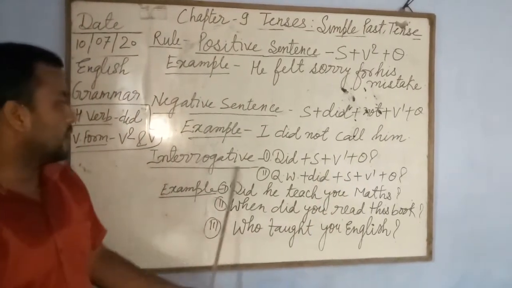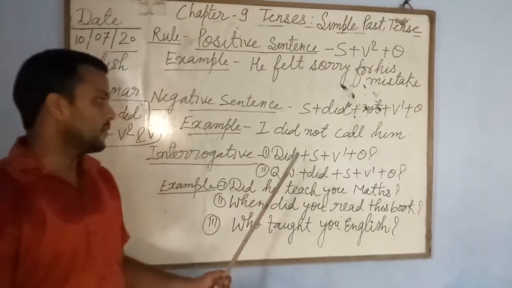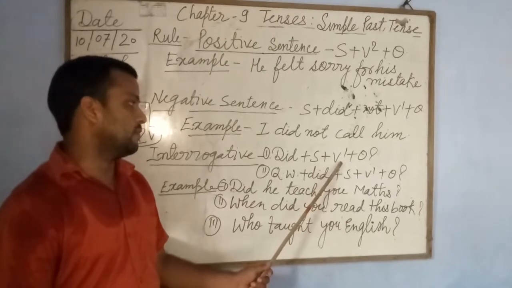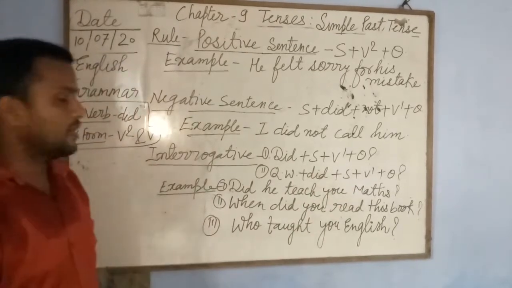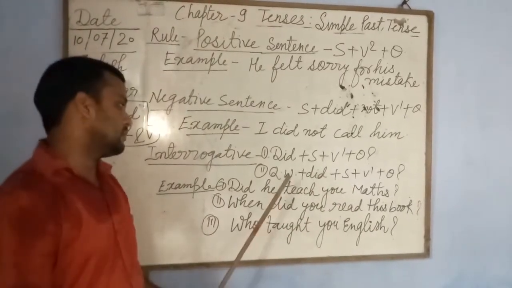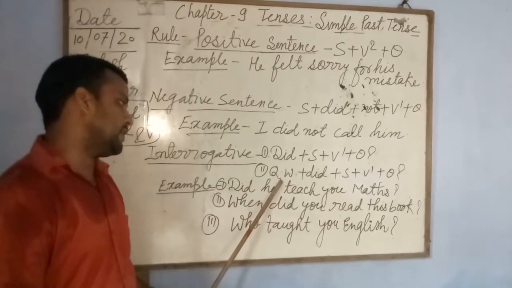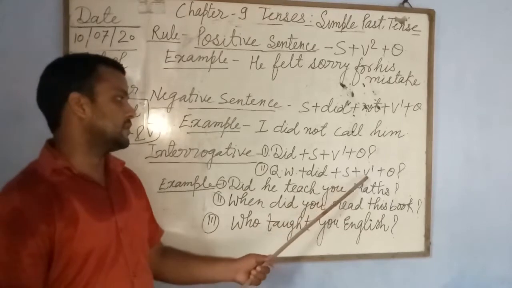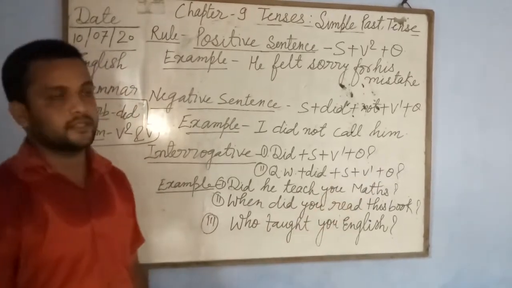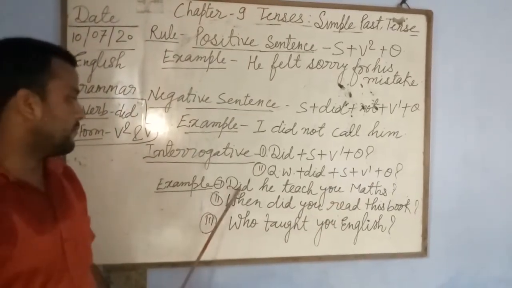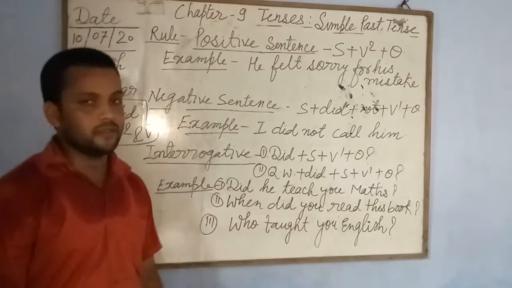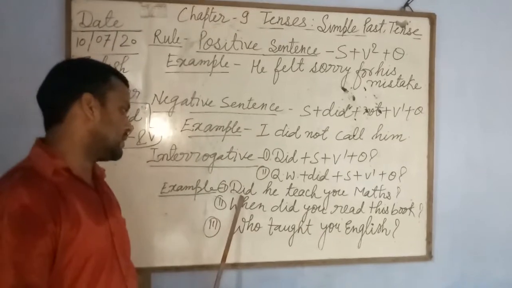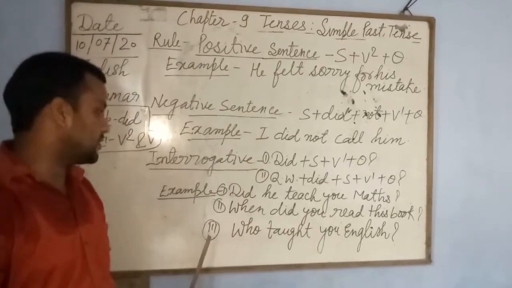Now see the interrogative sentence. Did plus subject, then verb first form, then object. If there is any question word, then it will be placed at the beginning of the sentence: question word, then did, then subject, then verb first form, then object. See the example. Did he teach you maths? Did is the helping verb. It has come at the start of the sentence. It is a yes-no type question.